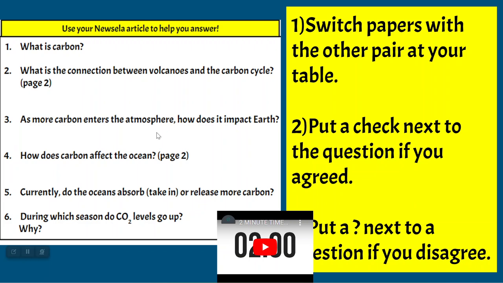As more carbon enters the atmosphere, how does it impact the Earth? It's going to have an impact. Generally, it's going to increase global warming. How does carbon affect the ocean? Global warming itself can make the ocean levels rise.